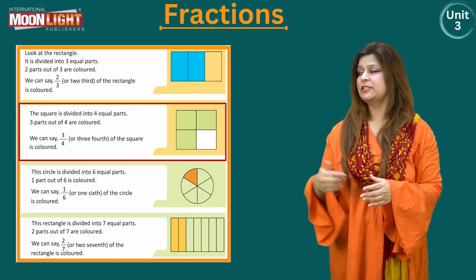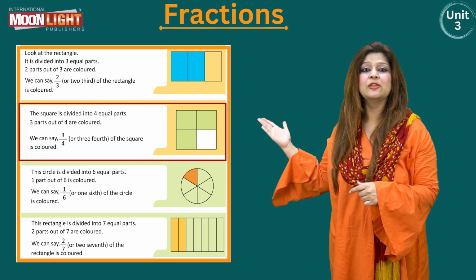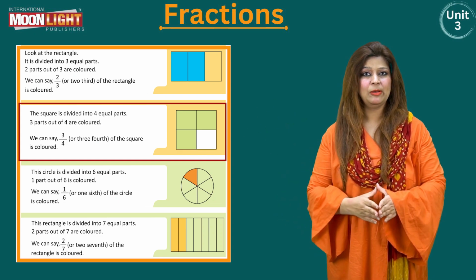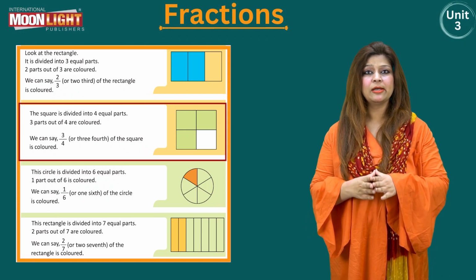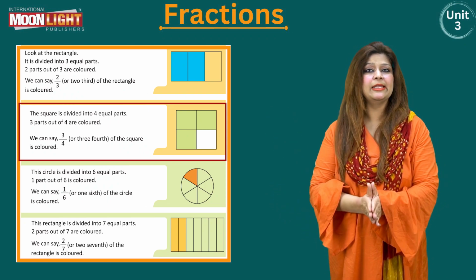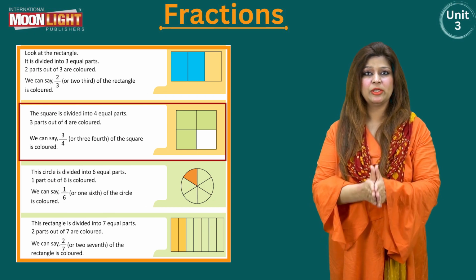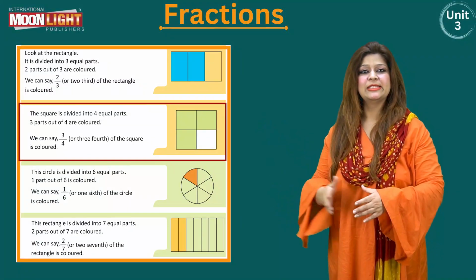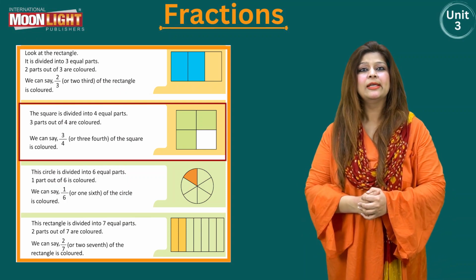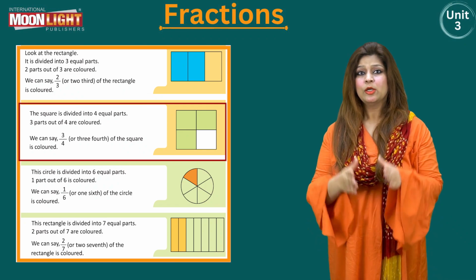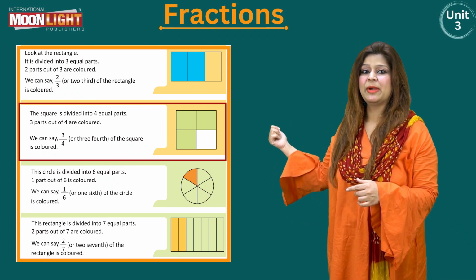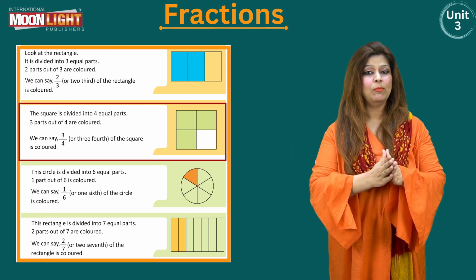Now you can check this picture. This picture is showing a square. This square is divided into 4 equal parts. So how many parts are colored? You can check. Yes, 3 parts are colored. So I can write this fraction as 3/4, or I can say that out of 4, how many parts are colored? Yes, 3 parts are colored. So this is the fraction form. I can write 3/4.